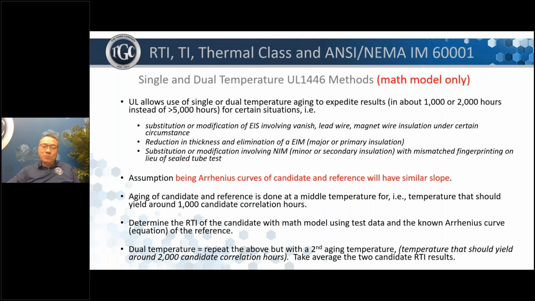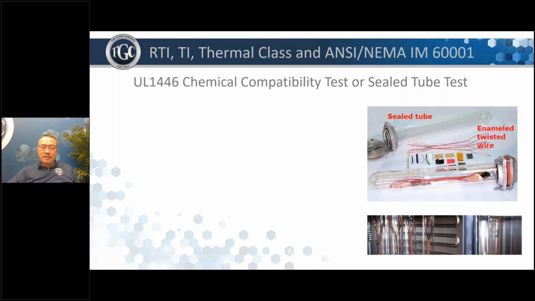Dual temperature means you may want to do it at one more temperature, but the second aging temperature will be 2,000 hours, and then you take the average. So obviously, 2,000 hours is a lot better than 5,000 or 6,000 hours. It will be cheaper. The last one, not going to go into too much detail, is a sealed tube test. That's for minor insulation. So again, you have a reference, and you have your candidate. The candidate would contain the new minor insulation that you want to add to the system, and then the reference is as determined by UL, which will contain most of the material for each class in the insulation system that you want to add the new minor insulation to or substitute for.